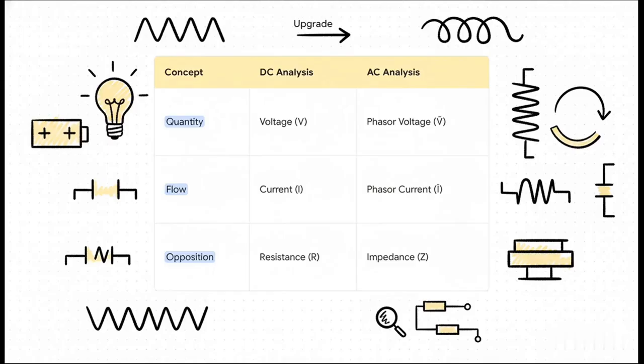And this slide just sums it all up perfectly. In the nice, steady DC world, we talk about voltage, current, and resistance. In the wild, wavy AC world, we upgrade our language. We now talk about phasor voltage, phasor current, and impedance. With this, we're finally equipped to analyze pretty much any circuit you can throw at us.